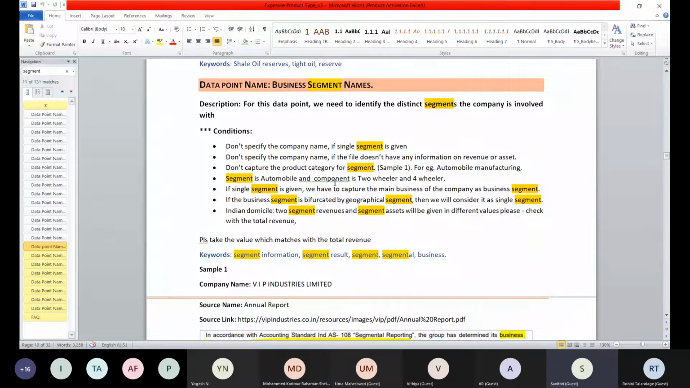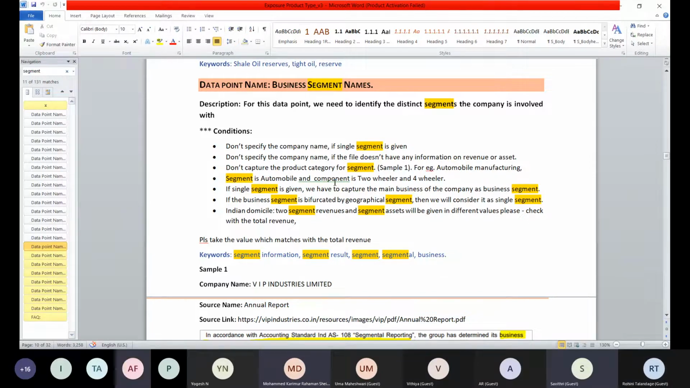So automobile is a broader word for the company. Under that, they can also manufacture two-wheelers and four-wheelers. Both will come under automobile only, right? Yes, sir.